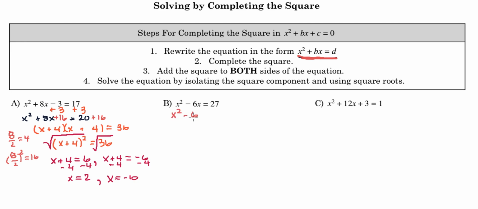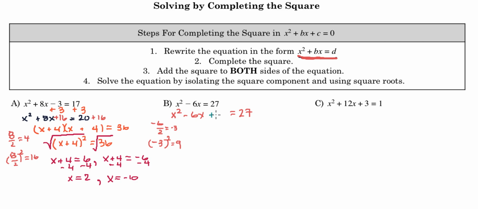X to the power of 2 minus 6x is equal to 27. I almost wrote a 9 right there. So we want to take our b, which is negative 6, and we want to cut it in half, and that's going to give us negative 3. Now we're going to take the negative 3 and we're going to square it, and that gives us 9. And that's what we want to add to both sides of our problem.